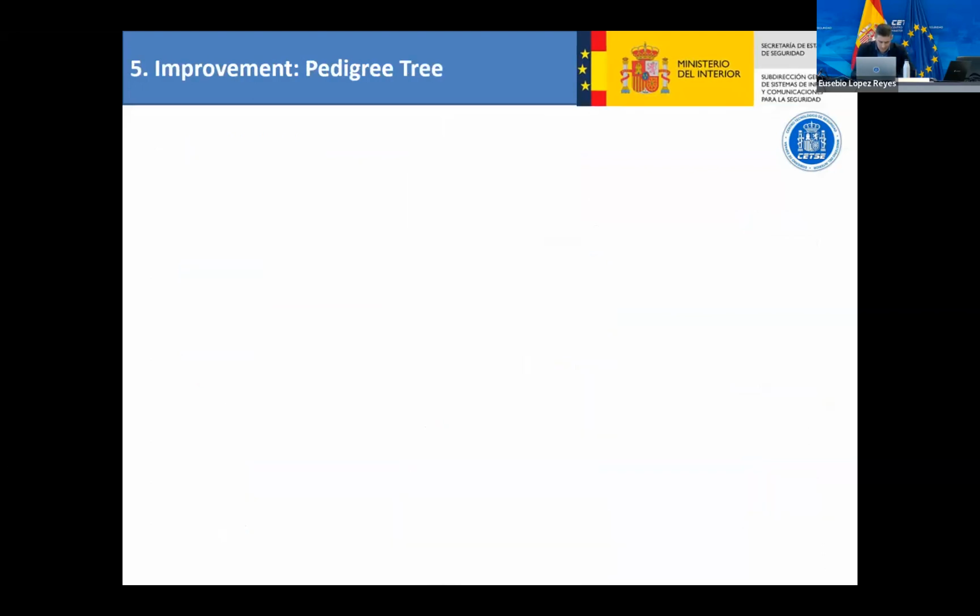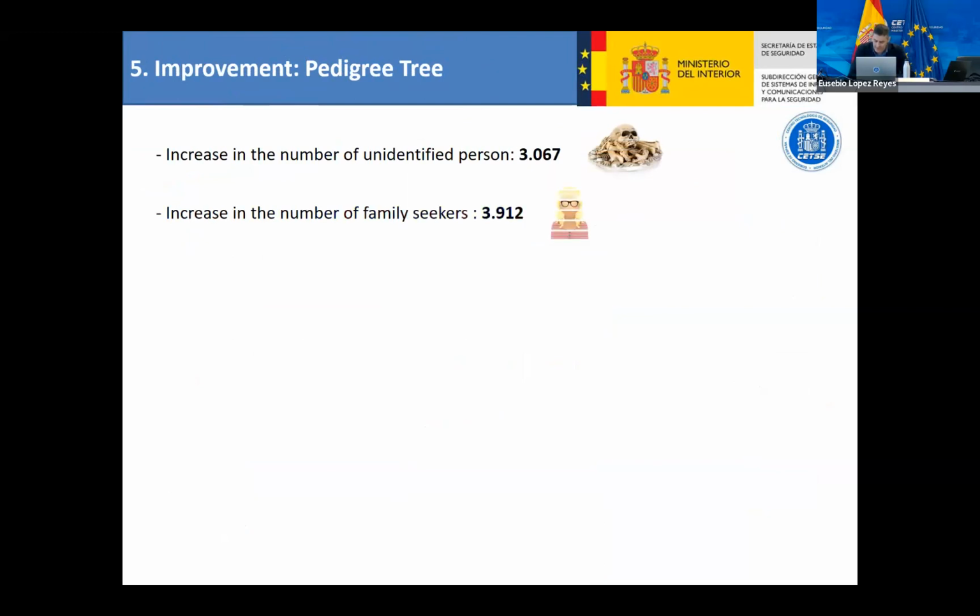Well, now I would like to show you the new improvement and the possibilities that CODIS offers to the countries working with this software. In the latest improvement that we will carry out here in Spain, one of these is the use of the pedigree tree. It's a very useful module for us.